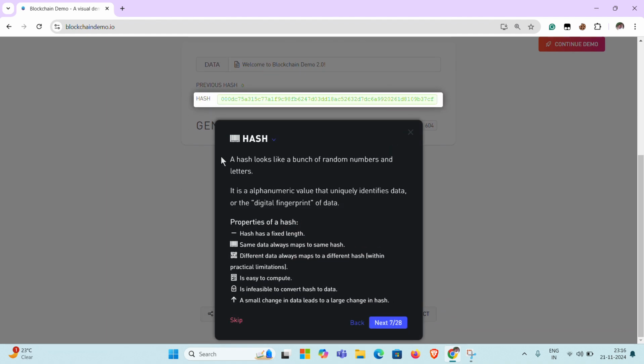Next, the hash value, which is usually called the digital fingerprint. Human beings are uniquely identified by their fingerprint. In the same way, from the integrity point of view, data is maintained with the help of hashing algorithms.